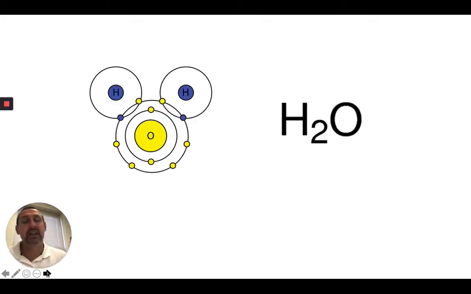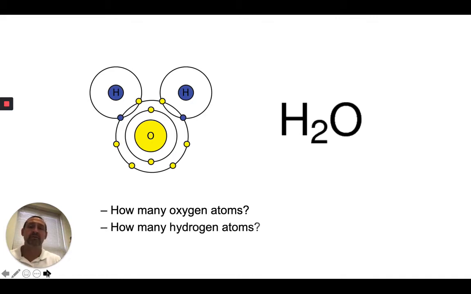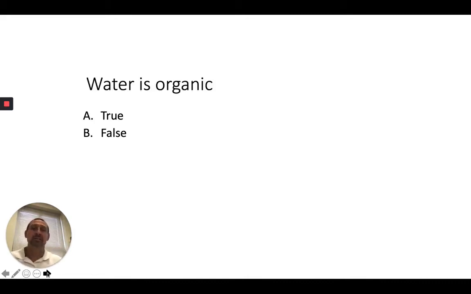Here is a chemical formula for water, H2O. So take a look at it. How many oxygen atoms do you see? Hopefully you picked 1. How many hydrogen atoms do you see? Hopefully you picked 2. You can see that the hydrogen atoms are bonded to the oxygen atom by sharing electrons. Sharing electrons, you might remember, covalent bonds.